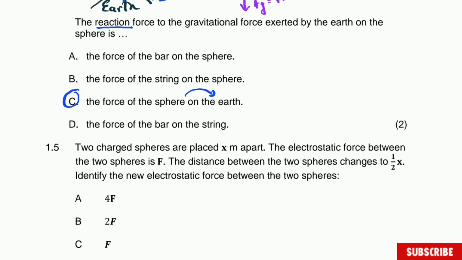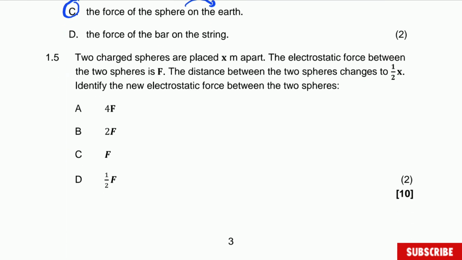It could be tricky. Question 1.5. There is a question paper done for grade 12, but it's very applicable for grade 11, in which we solve questions like this one. So I'm going to leave the link so you can go there and practice those questions.